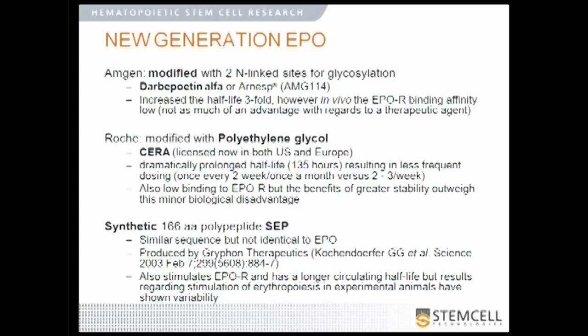Other ways people have tried to improve EPO activity are to produce synthetic EPOs like the synthetic erythropoiesis protein, SEP, that is similar but not identical to recombinant EPO, as was done by Griffin Therapeutics. To date, however, experimental animal data looking at the circulating half-life of this version have shown variability, so this version has not yet entered clinical trials.